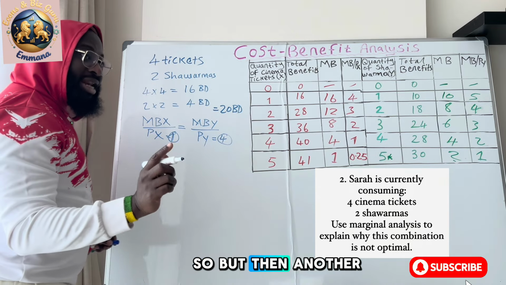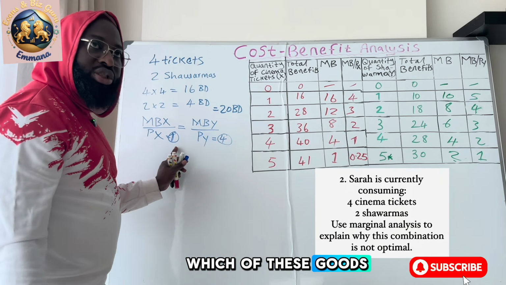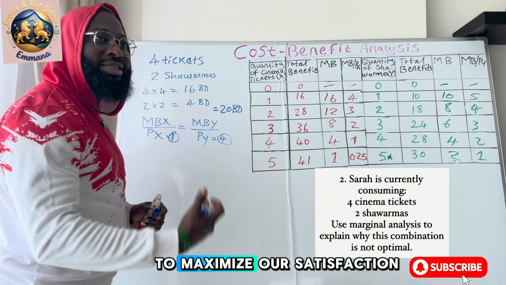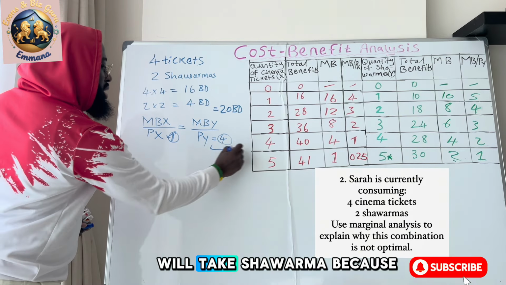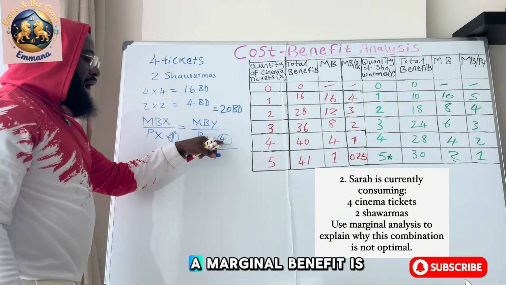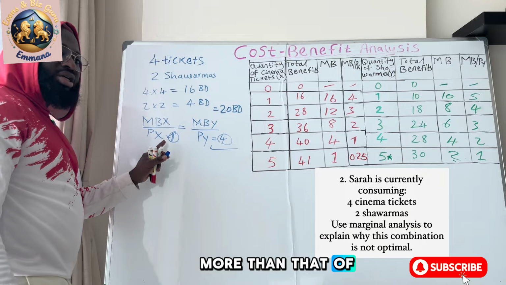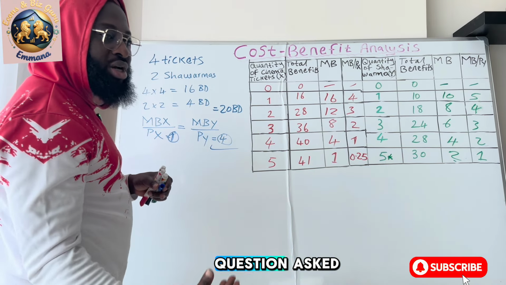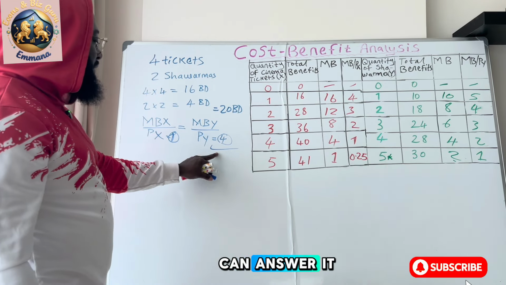But then another way the question can come is, which of these goods can Sarah buy more of to maximize her satisfaction? In this case, you will take shawarma, because if she buys more shawarma, her marginal benefit is more than that of a cinema ticket. That is another way this question can be asked, and that is how you can answer it.